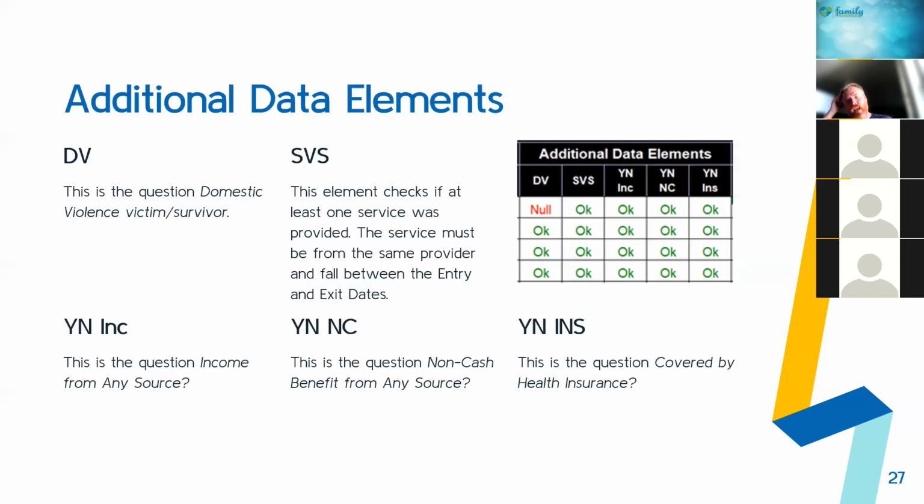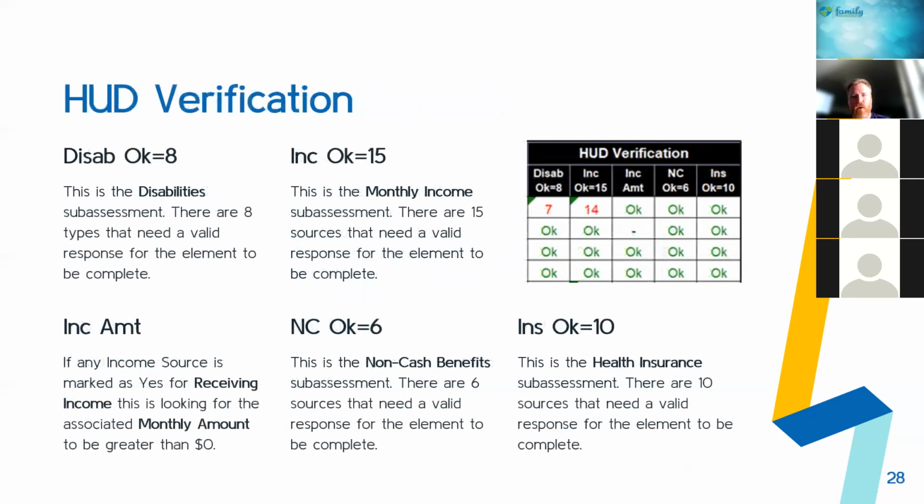For the next three, these are the yes, no's. Yes, no, Inc. is income from any source, yes or no. Yes, no, and C is the non-cash benefit question, non-cash benefit from any source. And then the last one is covered by health insurance, yes or no. Again, looking for a response that's not data not collected or leaving it blank. These are left blank some because they don't necessarily show up. They're sometimes stuck between the sub-assessments where the HUD verifications are, so they can be missed. So just be careful, kind of go slow with the data entry, make sure you're not skipping over them.